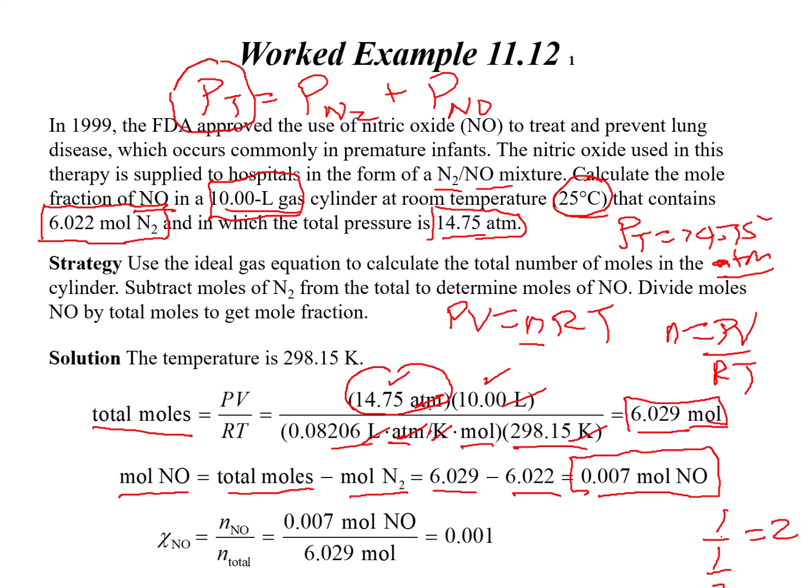And then we know how many moles of nitrogen we have. And so when we subtract that, we get the moles of nitric oxide. Now we have the moles of nitric oxide, and we have the total number of moles. We divide those, we get a mole fraction of nitric oxide as being 0.001. All right, the moles cancel out. We are finding the mole fraction of the nitric oxide, and again, it's a unitless value, and it's 0.001.